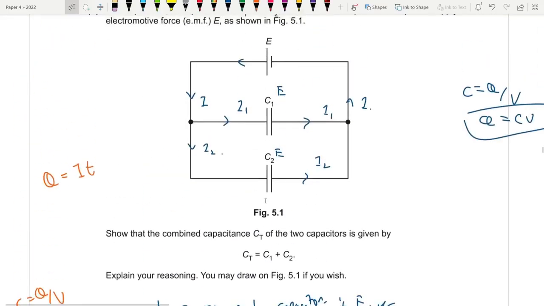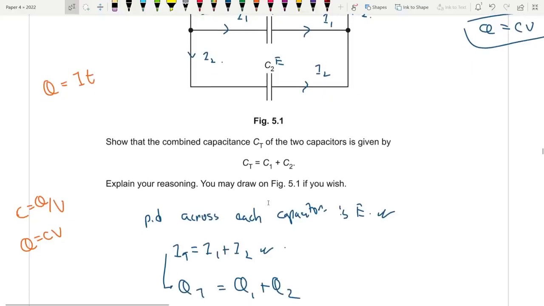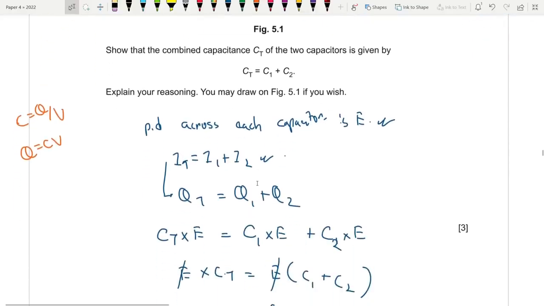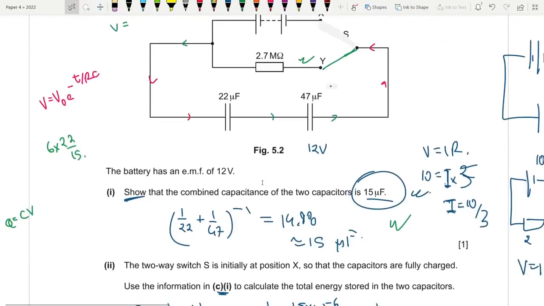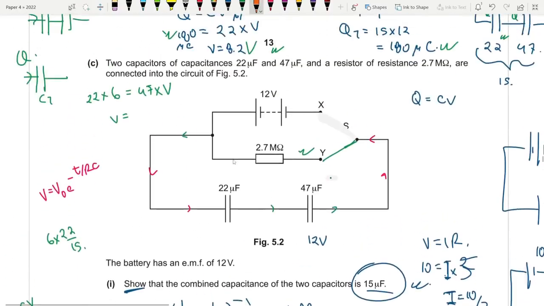So you need to learn this, as well as the total capacitance in a series circuit. You also need to learn that, alright? Moving on to question number C over here. This is an important one. I actually had this question done beforehand. It's fine though.